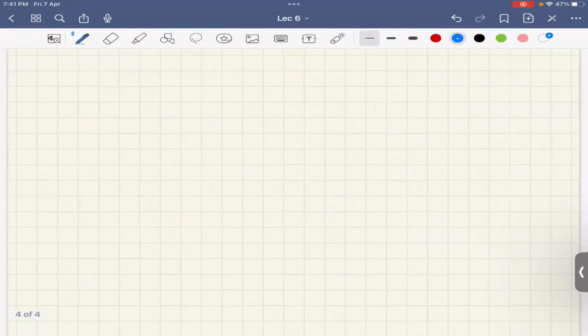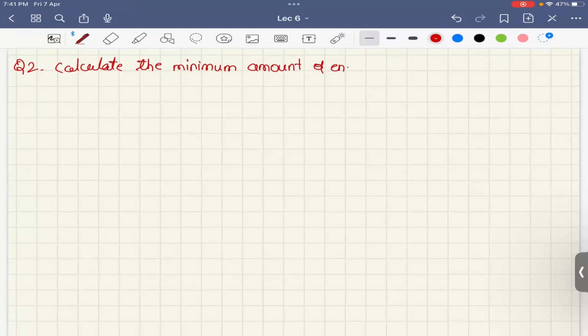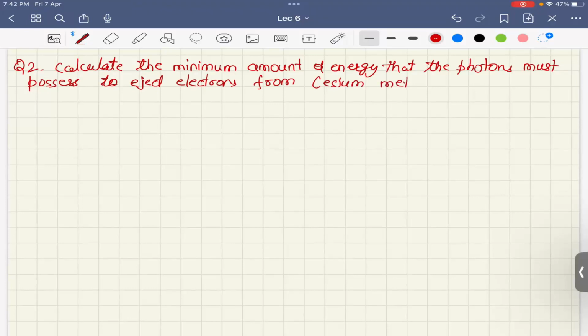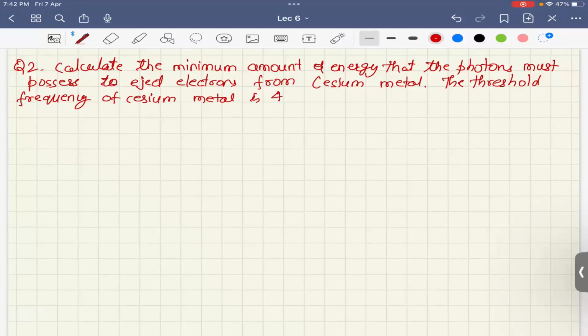The next question, question 2: calculate the minimum amount of energy that the photons must possess to eject electrons from cesium metal. What we are given is the threshold frequency of cesium metal, which is 4.6 × 10^14 second inverse.